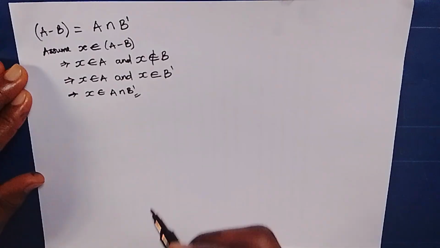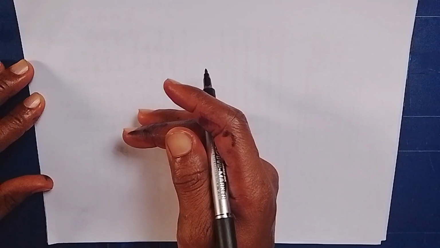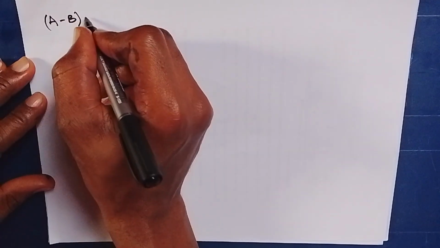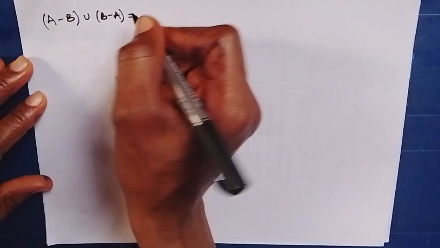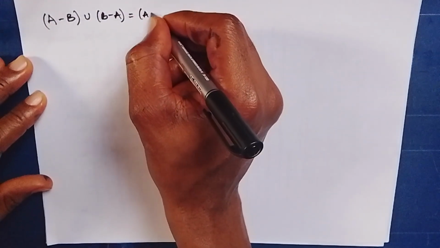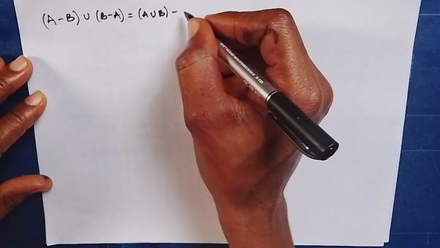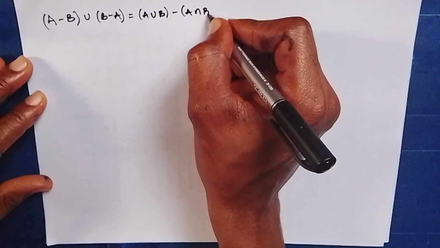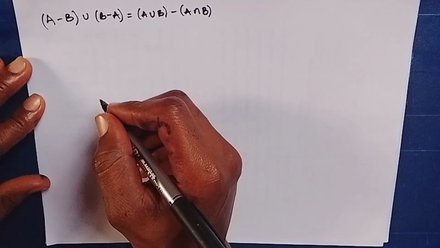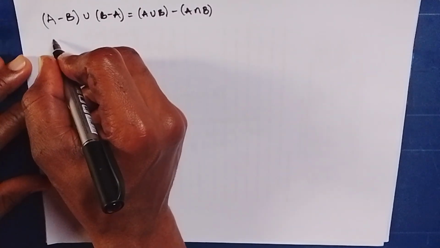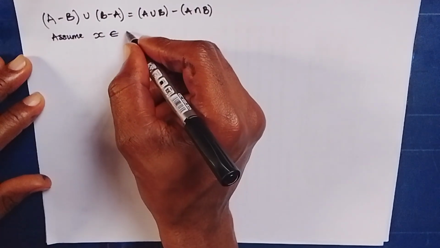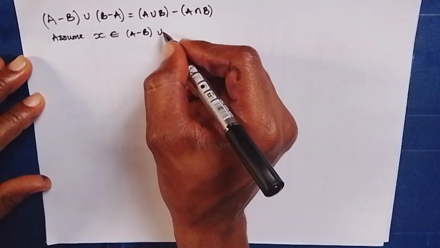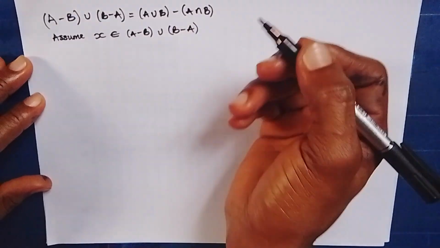So it's proven. Final example, which is A minus B union B minus A is equal to A union B minus A intersection B. Don't let this scare you. It's still simple. Follow the same process. We start with the left hand side. We assume that X is a member of A minus B union B minus A.